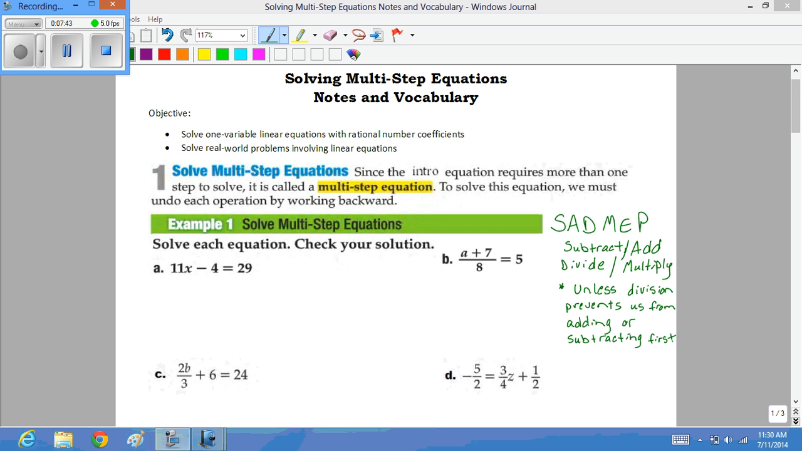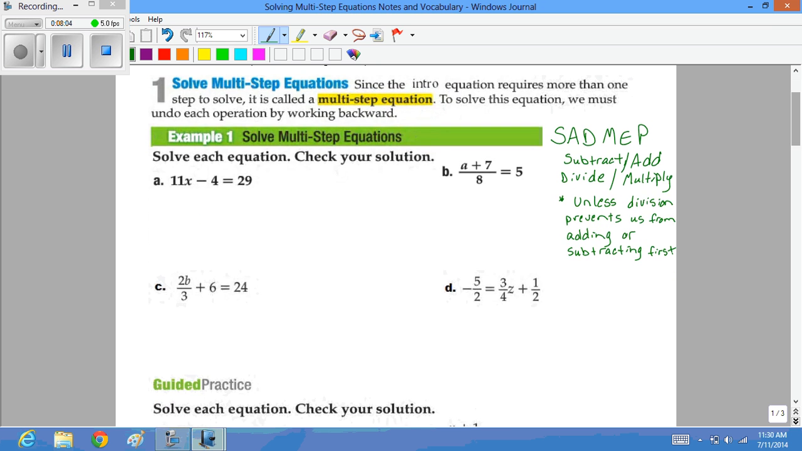So looking at this next part, it says since the intro equation requires more than one step to solve, it's called a multi-step equation because we had to subtract and then we had to divide. So again, to solve these equations, we're going to work backwards. We're going to hit that reverse button and undo everything around that variable. Notice over here to the right, I wrote something kind of weird. I wrote SADNEP. Because basically, again, working backwards, we're going to work through the order of operations backwards.